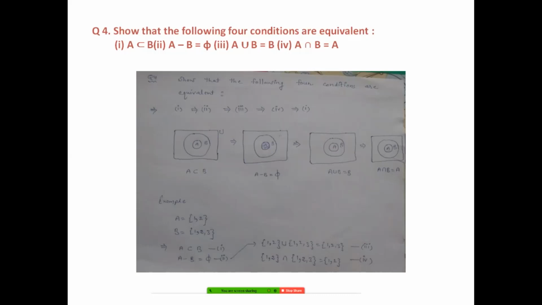Similarly, if A union B is equal to B, it means the same Venn diagram applies. A intersection B is equal to A means A is inside. So from this Venn diagram, these four conditions are equivalent. We can take one example. A is equal to {1, 2}, B is equal to {1, 2, 3}. So clearly A is a subset of B, A minus B is equal to phi, A union B is equal to B, A intersection B is equal to A.